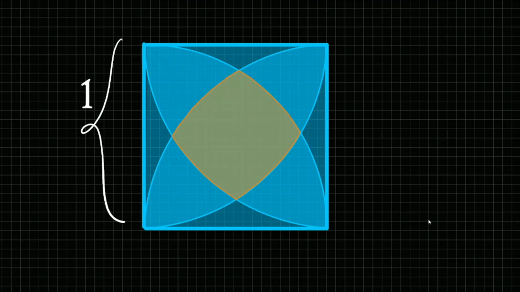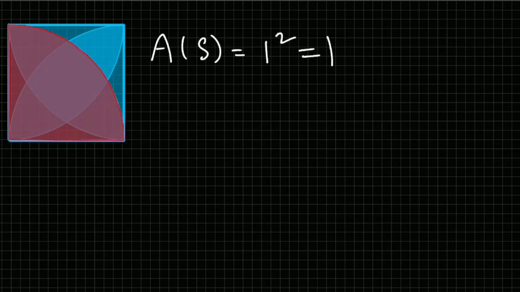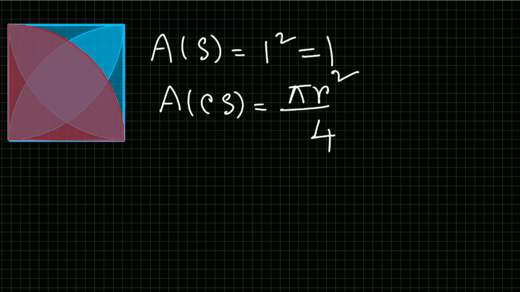If you want to solve it by yourself, pause the video and think about it for as long as you want. I am going to solve it now. So firstly, the area of the square, which I denoted here with A of S, is equal to 1 squared, which is equal to 1. And the area of this red circular segment, which is 1/4 of the area of the circle, is equal to pi r squared over 4, which is equal to pi over 4 because r is equal to 1.